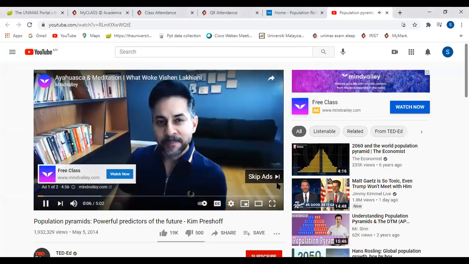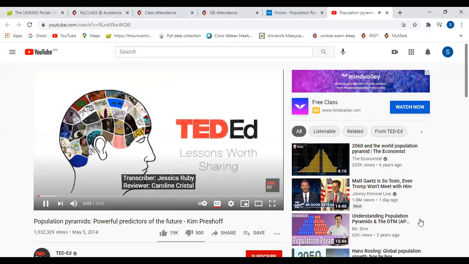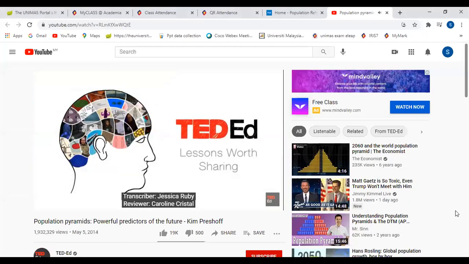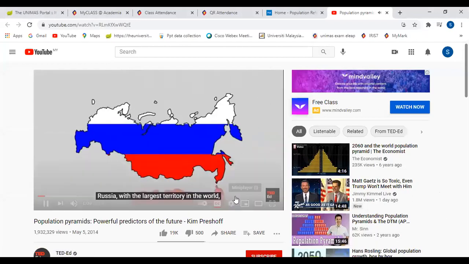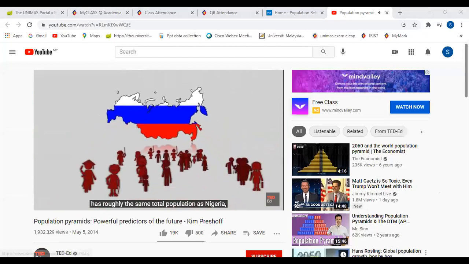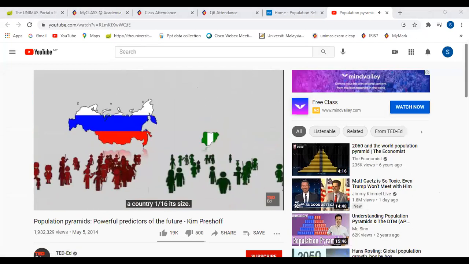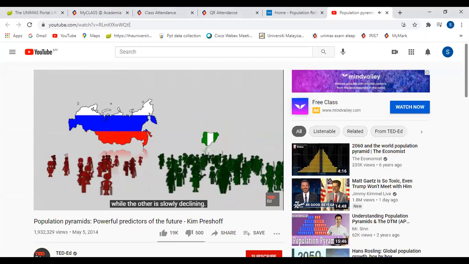Now, for those of you who have never heard of this, Russia, with the largest territory in the world, has a total population about the same as Nigeria, a country 1/16 its size. But this similarity won't last long. One of the populations is rapidly growing, while the other is slowly declining. What can this tell us about the two countries?